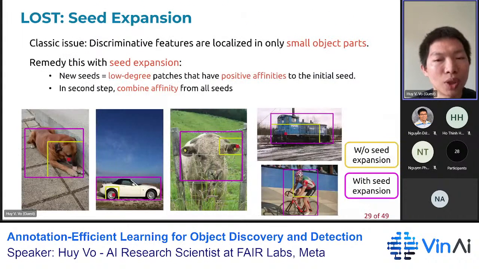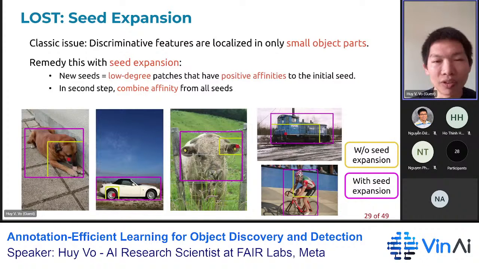One problem when we use only one seed in steps 2 and 3 to find an object is that the results we get are usually boxes around object parts instead of entire objects. And this is a classic issue in unsupervised object discovery. But it can be resolved with a procedure called seed expansion, which is akin to query expansion in image retrieval. In this procedure, instead of using only one seed, we use multiple seeds: other patches that correlate positively to the initial seed, and we also consider them seeds.